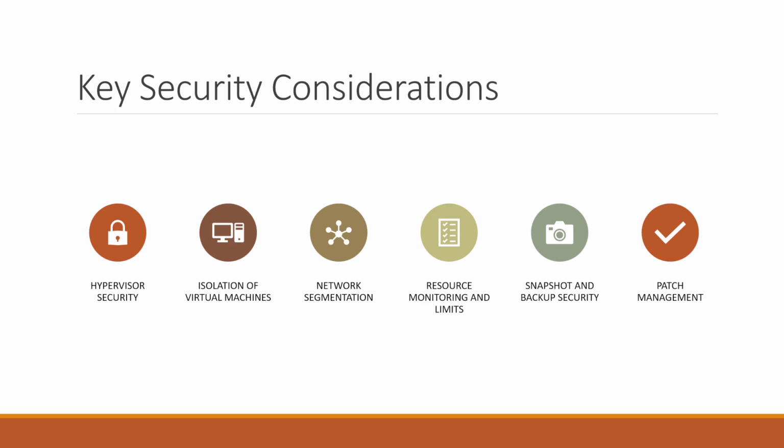We need to make sure that we're monitoring resources and limits so that way a machine doesn't use too much resources. Then make sure that we have limits set up so that way if they try to, that they won't be able to. We need to make sure that we have backups. This is going to allow us to do snapshots and backup security. And again, we need to make sure we're on the latest and greatest software. Why? Because patching is life.